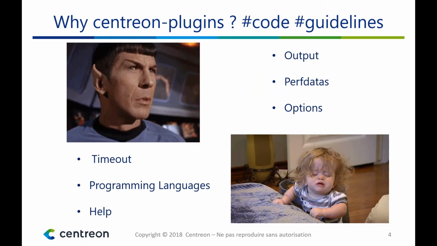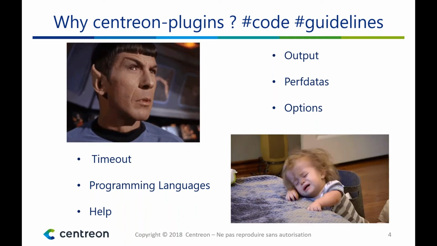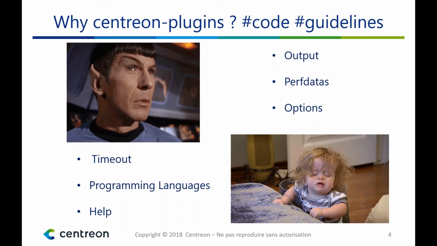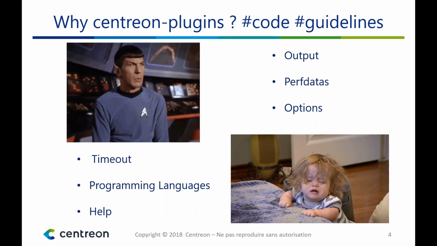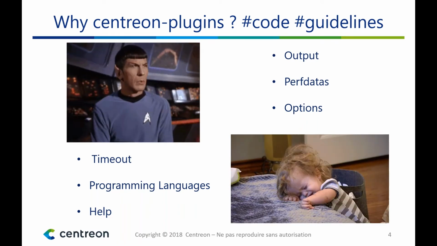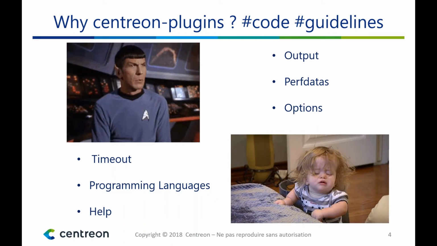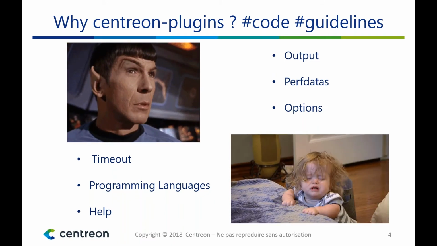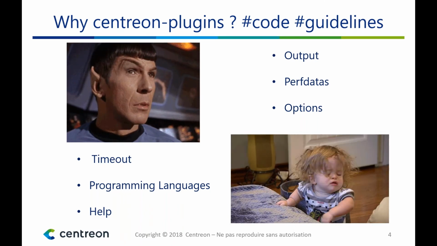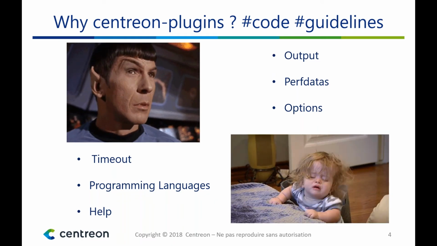So now let's talk about code and guidelines perspectives. There are a lot of plugins, but very few are really following the monitoring plugin development guidelines, and clearly this is a mess. If we talk about output, it should be short and clear. Short output should only present the relevant information about status and problems. Other very detailed information has to be visible in the long output or in your performance data.